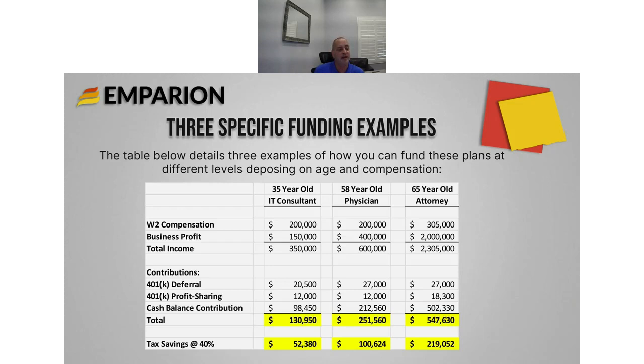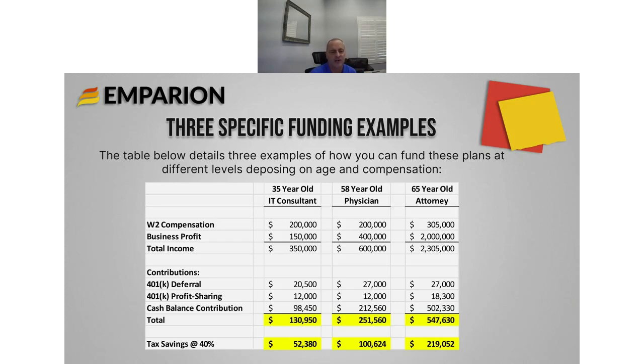In this example, they've got $98,000 in on the cash balance plan contribution. Total contribution of $130,000, and with an average tax bracket of about 40%, they're able to save about 52% on their taxes in year 1.